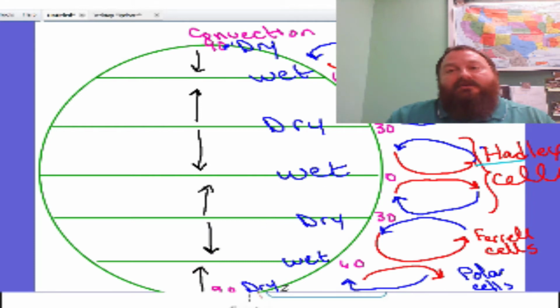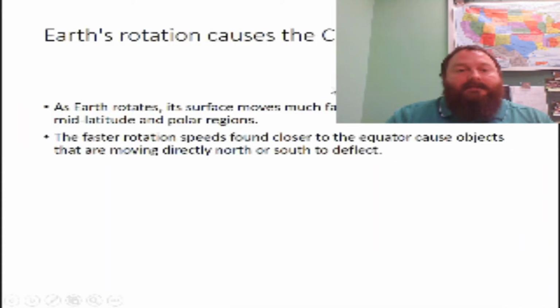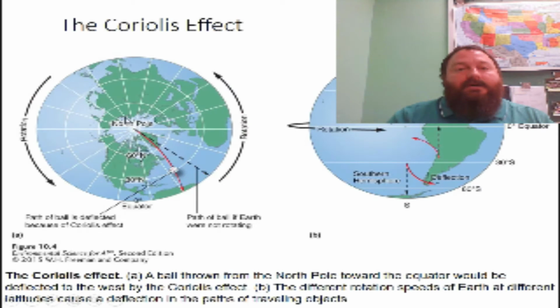However, they don't travel in straight lines. They don't travel in straight lines because the Earth is spinning. As the Earth rotates, it creates something called the Coriolis effect. So the Coriolis effect is that curvature of a straight path due to the spin of the Earth.